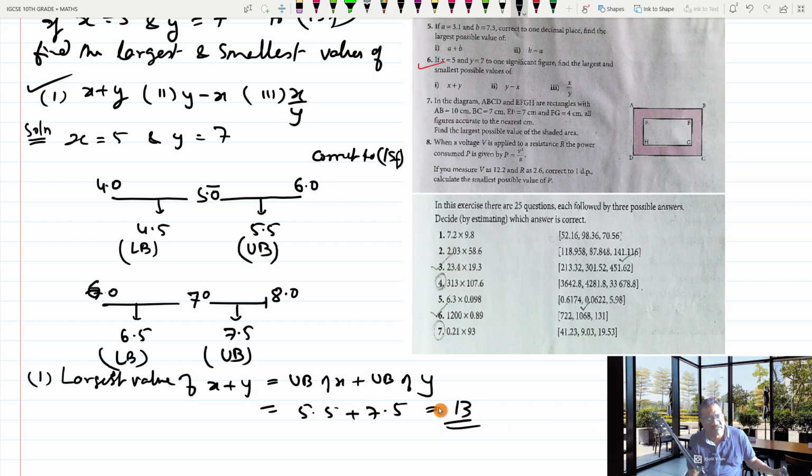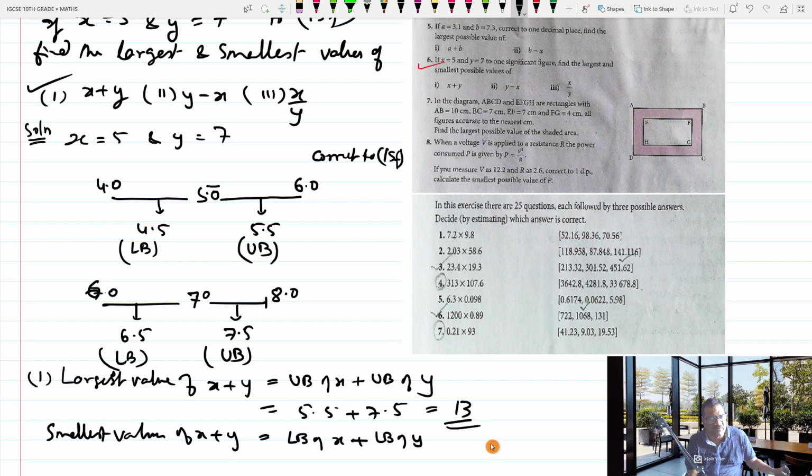Okay, and the smallest value of x plus y will be, now if you want the smallest value, then for both you will have to take the lower bound of x, and you add to that the lower bound of y.